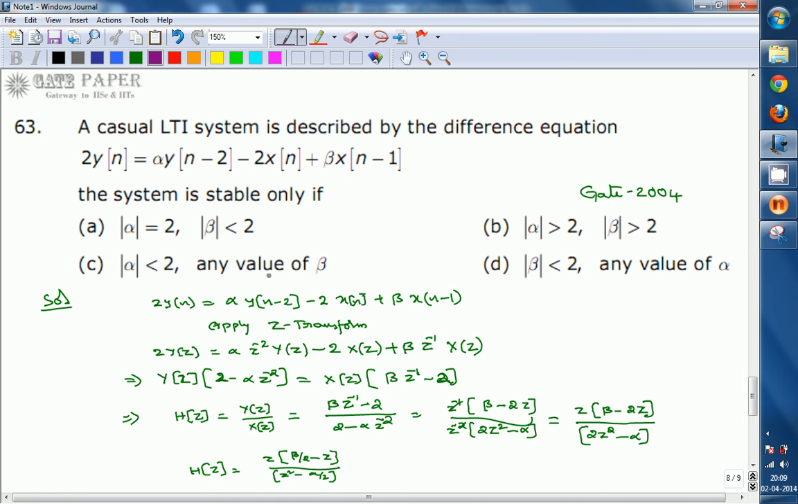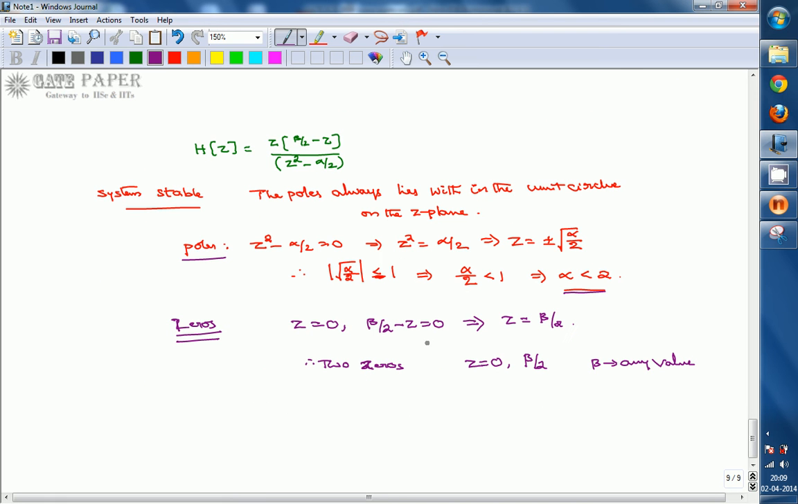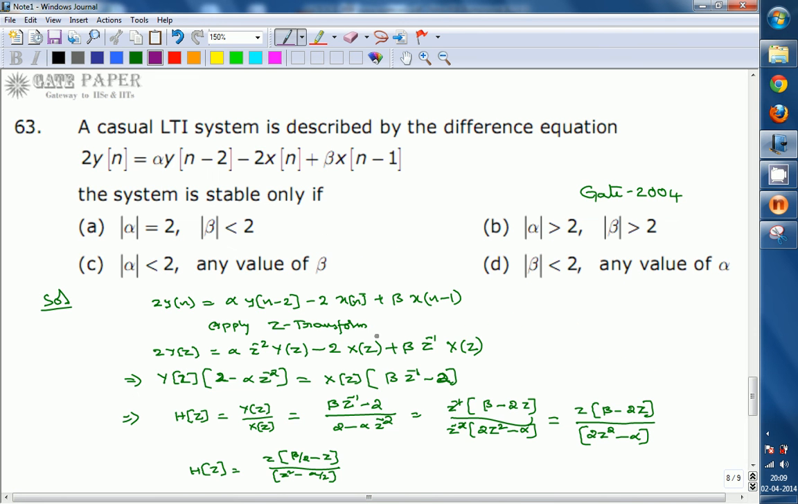So mod alpha must be less than 2 and any value of beta we can consider. That's the answer we got here. This is mod alpha by 2 less than 1, so we got mod alpha less than 2 and the beta value can be any value. So option C is correct here. That is the answer.